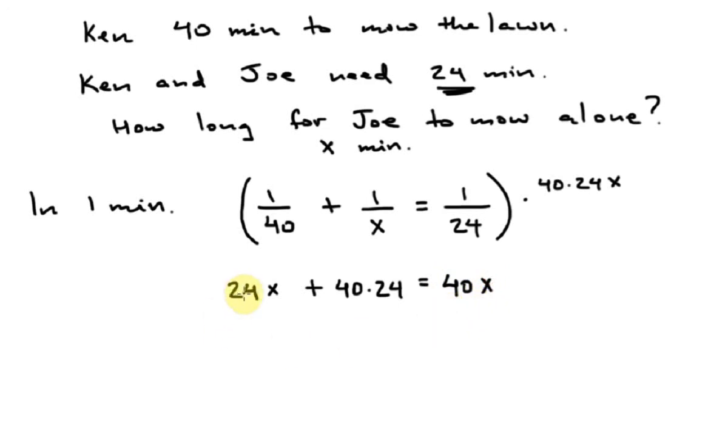Okay, so let's move all the x's to one side. So I'm going to subtract 24 x's. And that leaves me with 16 x's over here. And over on this side, 40 times 24, well, I worked that out. It's 960. So all I got to do now is divide by 16, and guess what? It takes Joe 60 minutes.